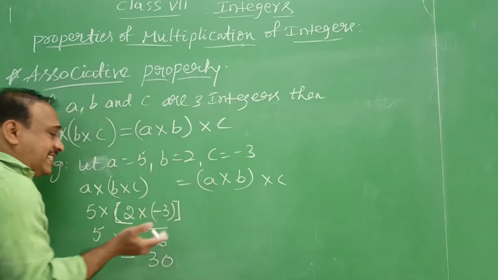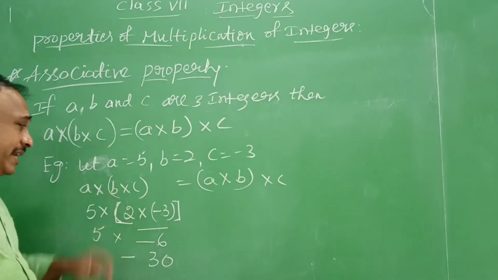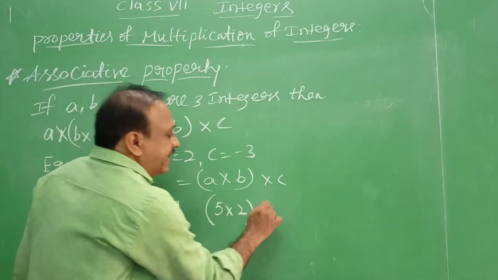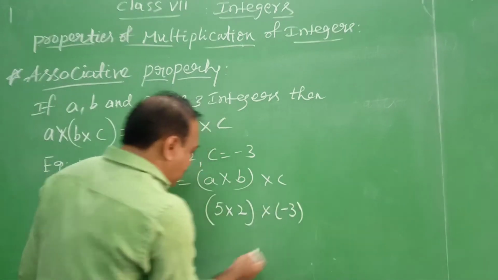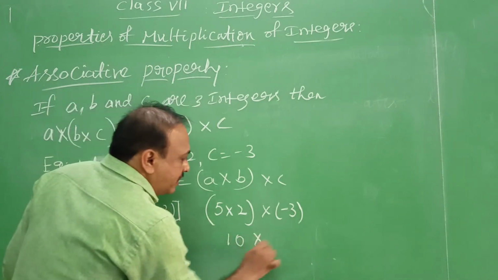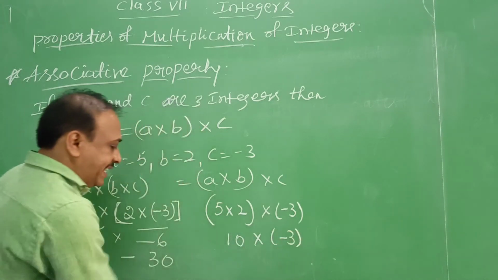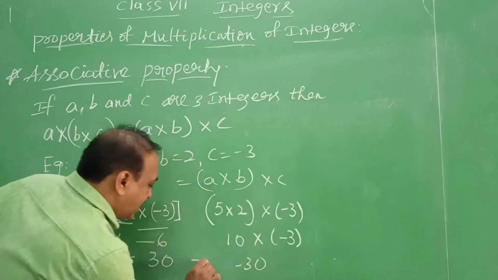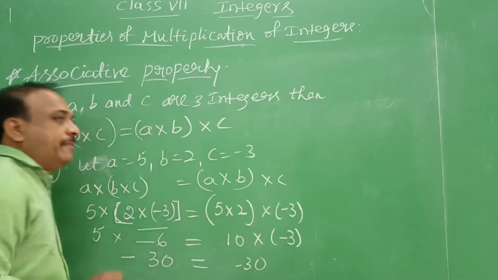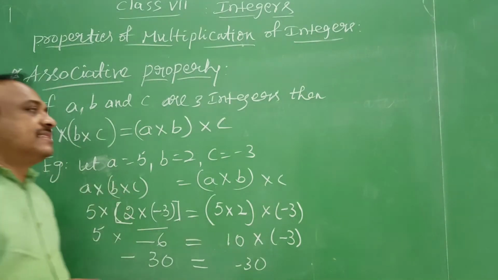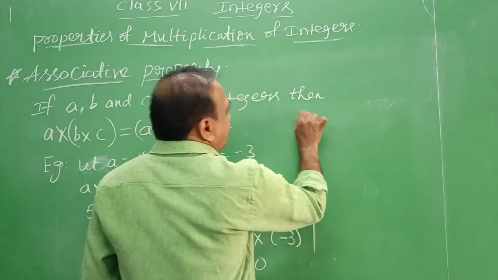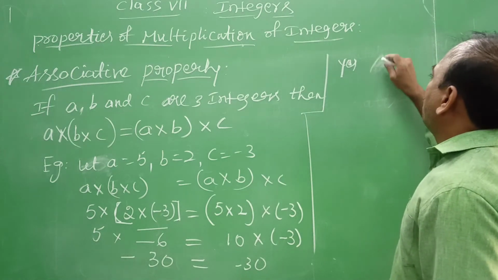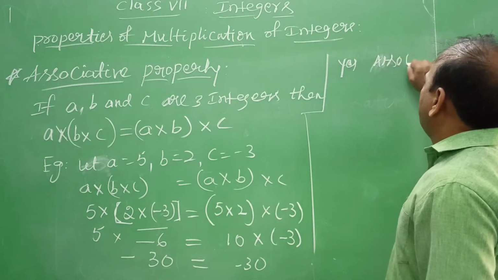Similarly, now interchange the bracket for these two numbers, 5 and 2. (5 into 2) into minus 3. So 5 twos are 10, into minus 3. The product of a positive and a negative number is minus 30. So both the sides are equal. Yes, it is satisfied. Yes, the associative property.